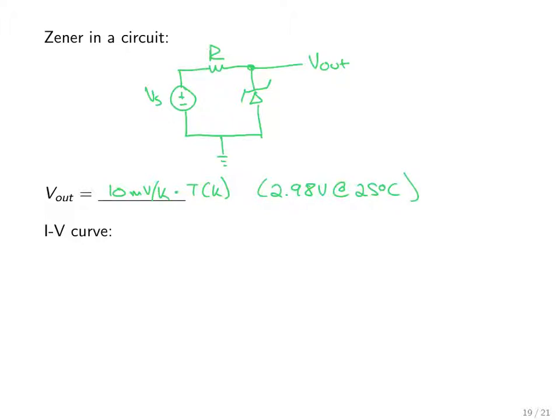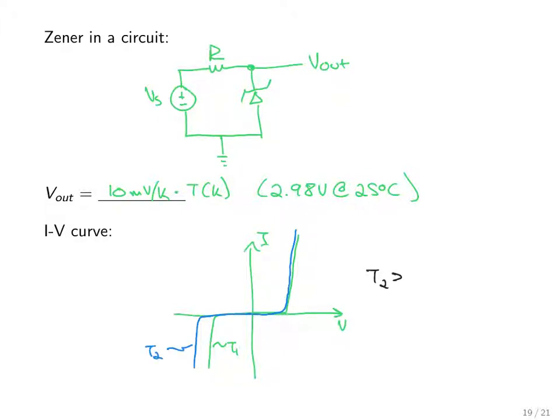So that means that for two different temperatures, its IV curve is going to look something like this. You have your turn-on voltages here. So this is I and V. Let's say that this is temperature 1. If you then heat up the Zener diode, you'll get the curve moving to the left. And it's not going to change quite as much on the positive side. So this is T2. And here, T2 is greater than T1.